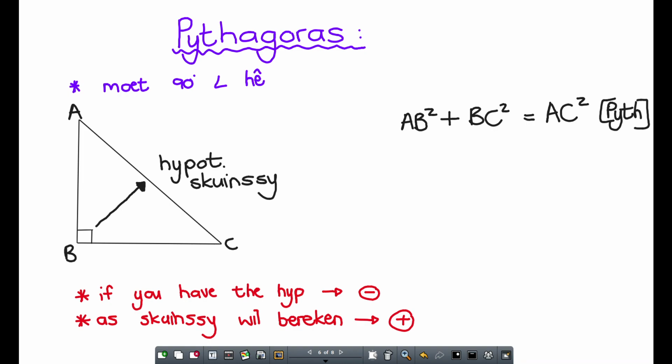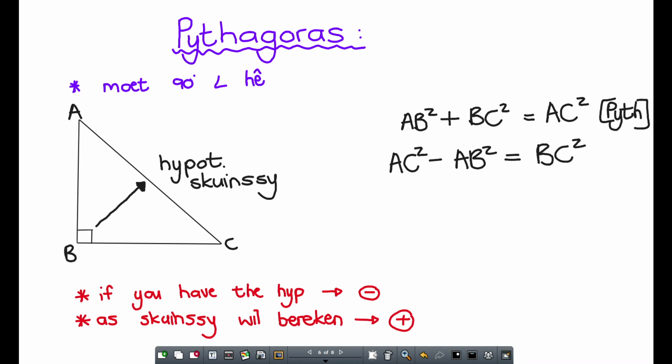Okay. Jy kan ook, skus julle, as jy die skynsy het en jy soek een van die kort sytjies, dan vat ons die skynsy AC squared minus my short side AB squared will be equal to that other short side BC squared.